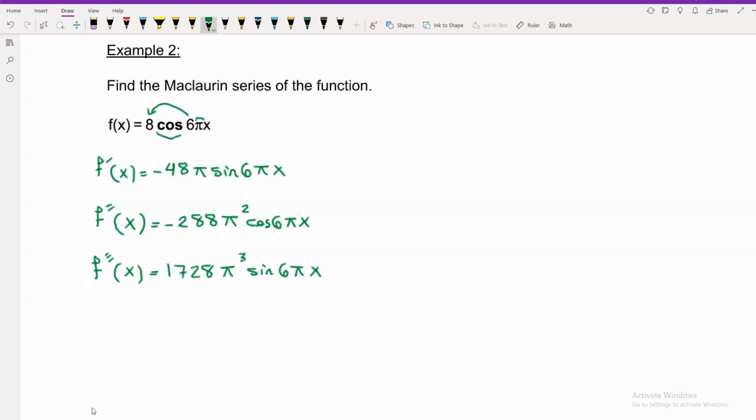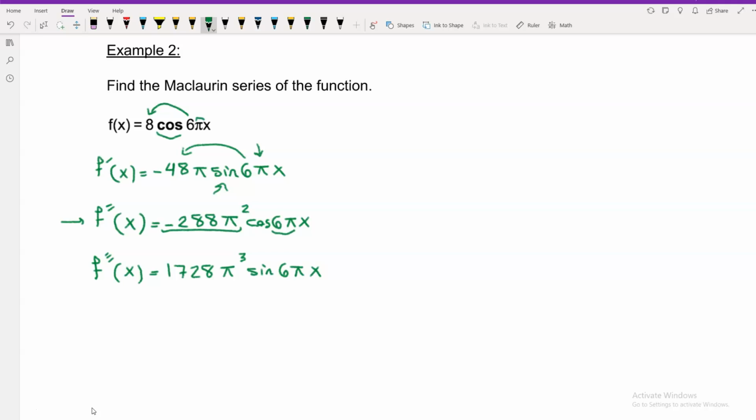So that means we have negative 48 pi sine 6 pi x, and for second derivative, we have 6 times negative 48, so that is negative 288. And here again we have pi, so pi times pi is pi squared. Here we have cosine 6 pi x. So this is equal to negative 288 pi squared times cosine 6 pi x. Now third derivative, based on what we have here on this part, we have 6 pi times what we have on this part, that is 1728 pi cubed multiplied by sine 6 pi x.